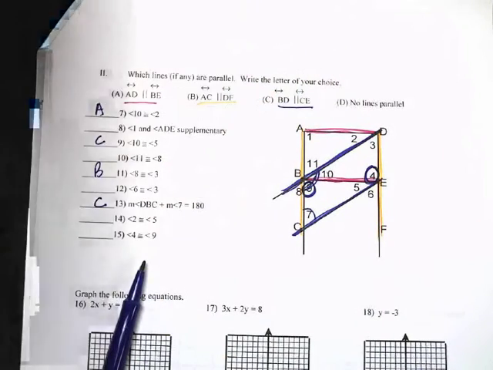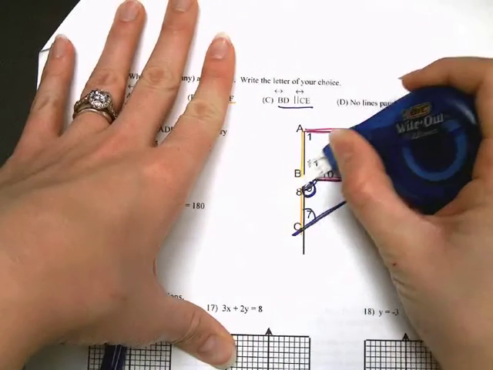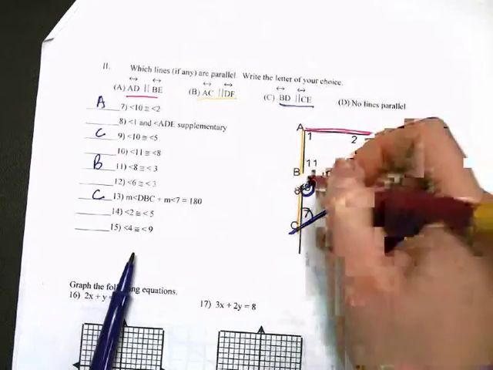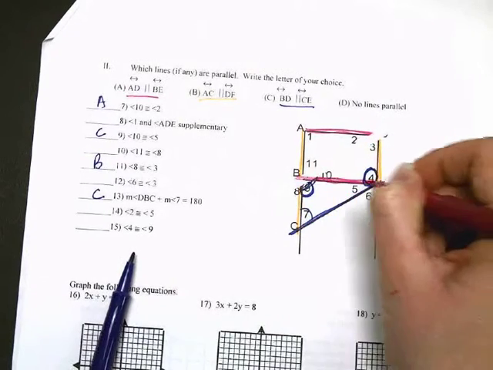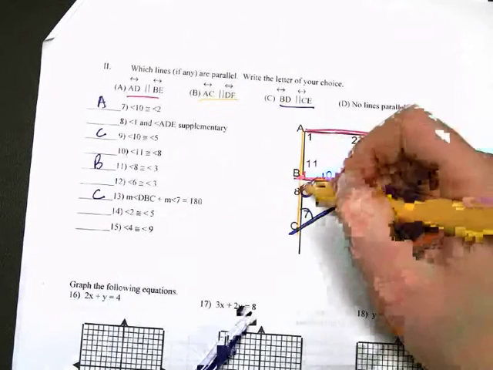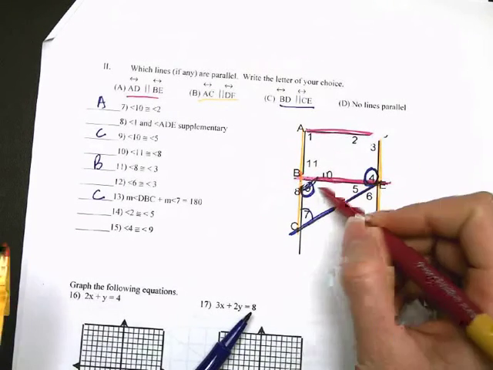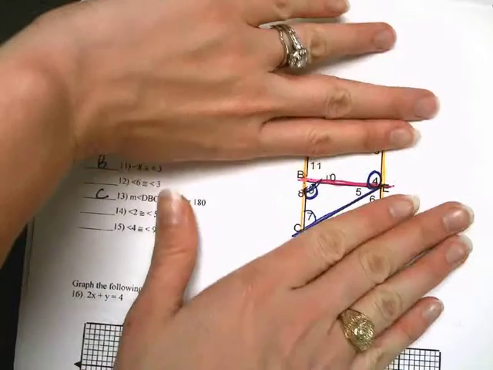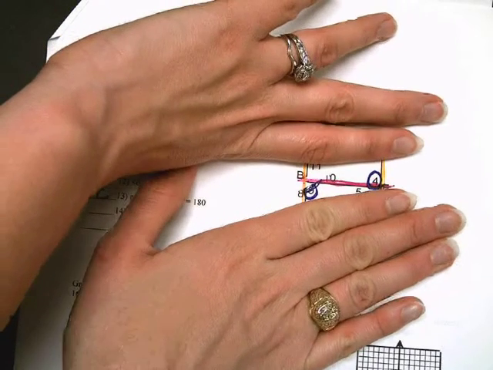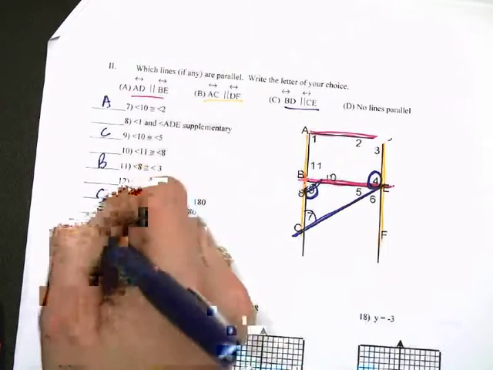So ignore the blue line that we were just talking about. I'm going to white him out. Ignore this guy because you don't care about him. You're just looking at this pink transversal and then the yellow lines. So if you notice, 9 and 4 are on opposite sides of the pink transversal. Opposite sides of the pink transversal on the inside of those yellow lines. So the yellow set is what's going to be parallel. So that was B.